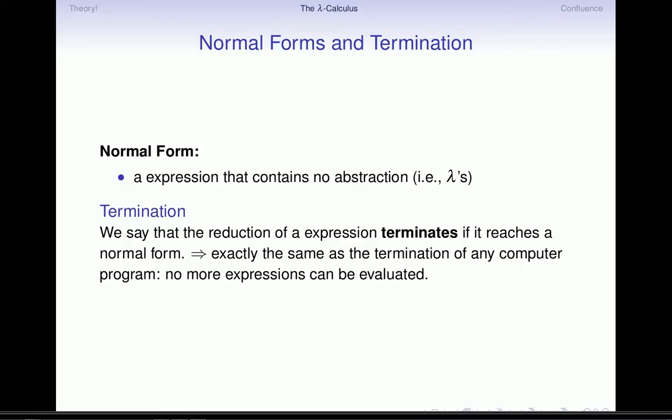In the previous beta reduction example, we have seen that at some point we're done with computing. We're done with beta abstraction. We can reduce no more. We have reached a normal form. And this is a very important concept. A normal form is an expression that just contains no abstraction, that means no lambdas.